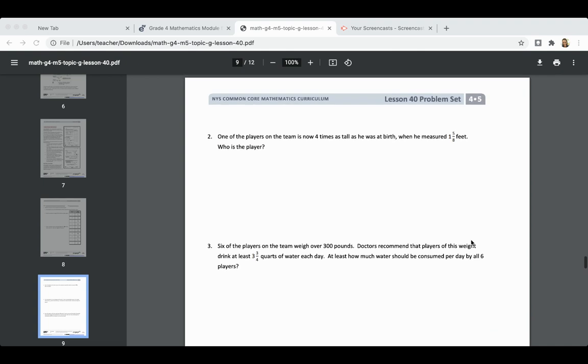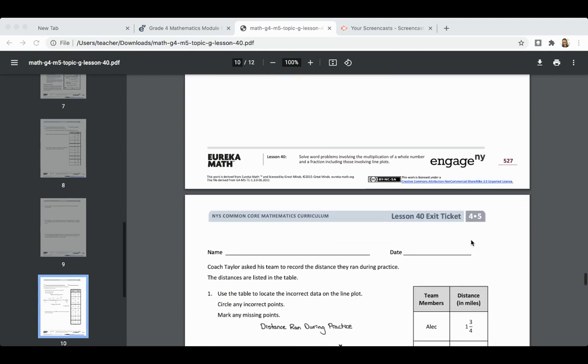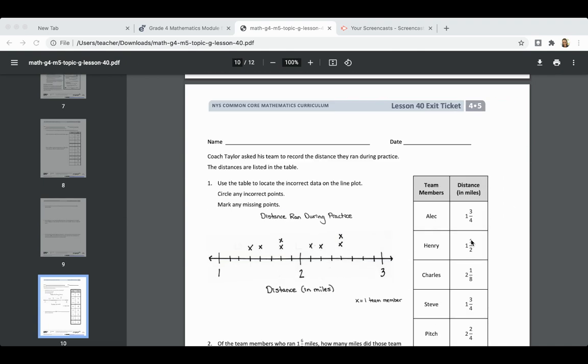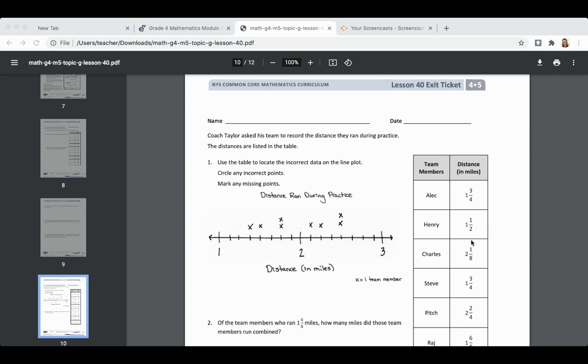After you've answered all of those questions, you will move on to your exit ticket. Your exit ticket is to be done independently. You will not work with your partner on your exit ticket. When you look at the exit ticket, the line plot has been created to start with, and it says use the table to locate the incorrect data on the line plot.